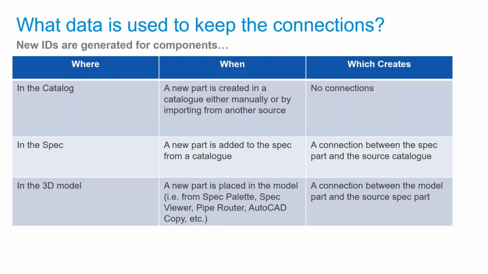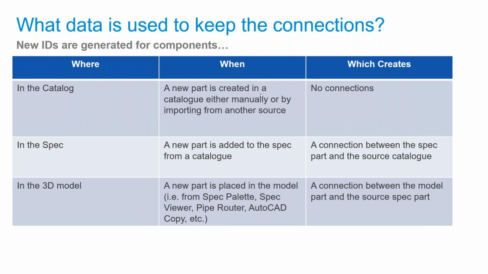It's very clear. So a new part is created in the catalog either manually, or by importing, or by doing a copy, or by importing from Excel with the catalog builder. In this case, no connection is built yet, but the IDs are created. So if there are existing connections to the spec, they will be lost if you delete a family from the catalog.